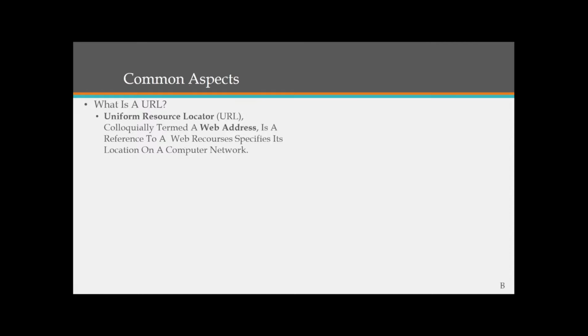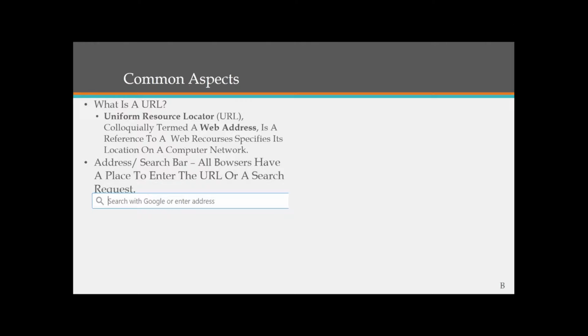Common aspects of all browsers. There is a URL. How many of you know what a URL is? Universal Resource Locator. Basically, it's the address of the website you want to go to. Then there's another aspect of all browsers. It's called the address search bar. And it usually looks something like this. And it links you to a particular website.